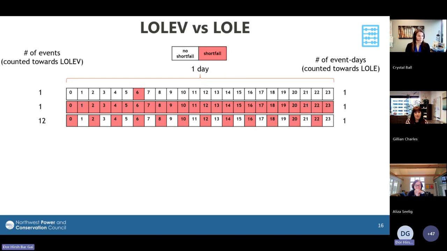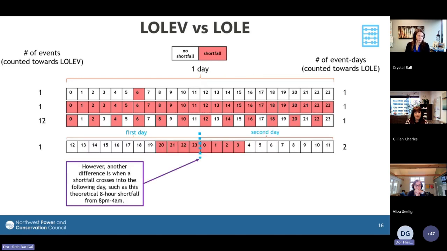We shouldn't say 0.1 for loss of load events because loss of load expectation gets another point for being a little more nuanced in this case, where you have 2 days, but the event crosses over. Loss of load events would see this specific 8-hour event as still one event, whereas loss of load expectation would see it as 2 days.